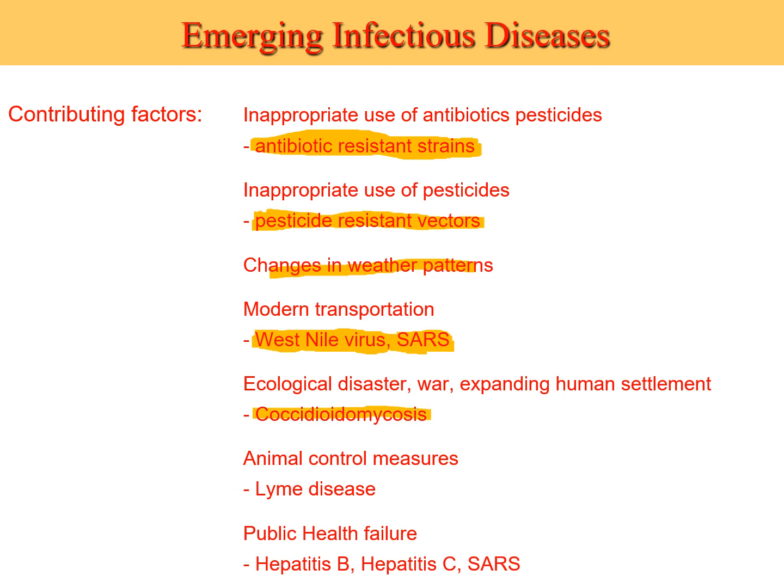Coccidioidomycosis is a fungal disease. It is a systemic mycosis, and it is caused by inhalation of the spores. There's one area in California where the spores are naturally occurring in the earth, and if you have construction going on and a lot of dust, it's a problem.